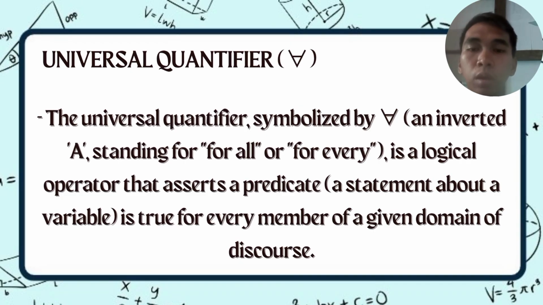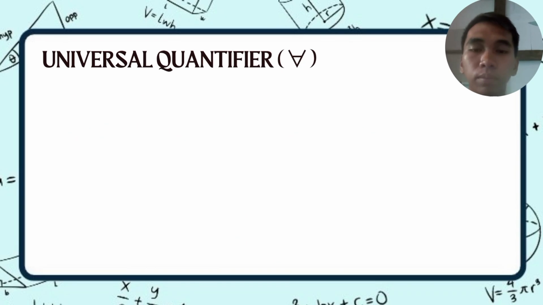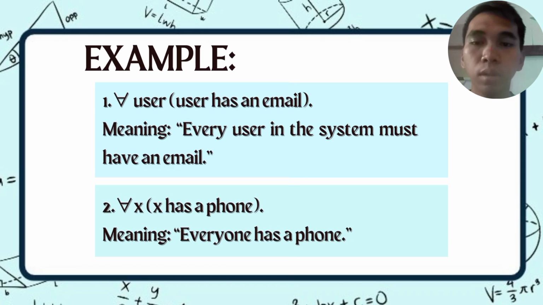So the universal quantifier is an inverted A, where A stands for all or for everything. Example number 1. Universal quantifier, user has an email, meaning every user in the system must have an email. Example number 2. Universal quantifier, x has a phone, meaning everyone has a phone.